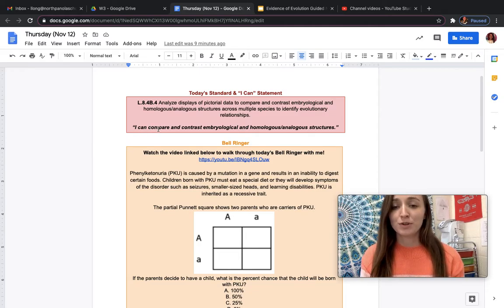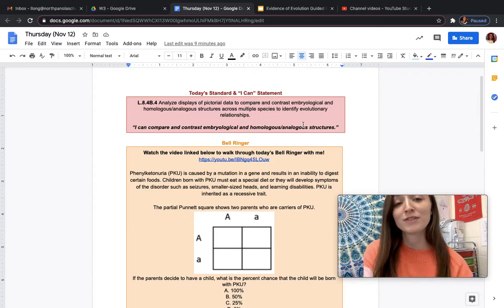Today, we should be able to compare and contrast embryological and homologous and analogous structures. There are like three new words in there that we've never seen before, so let's learn them. Real good news, well, maybe good news, maybe bad news, it depends on your opinion.